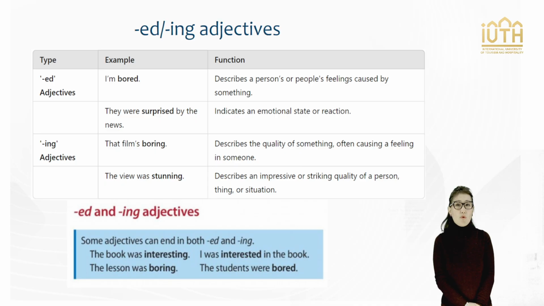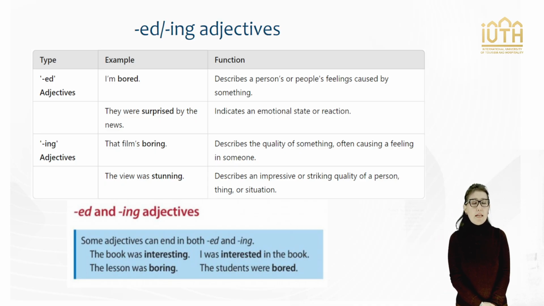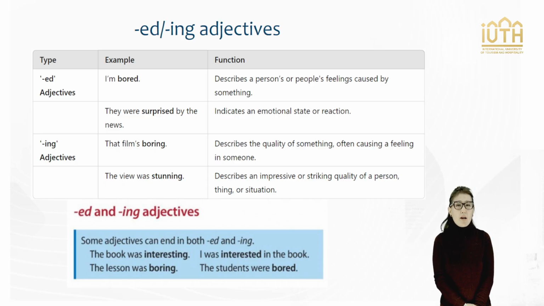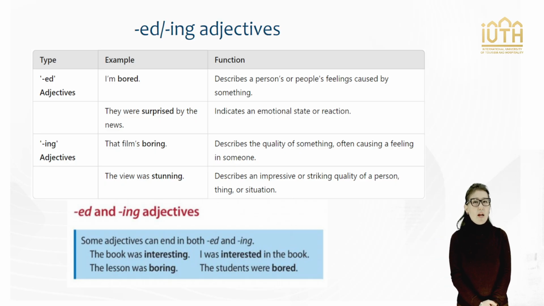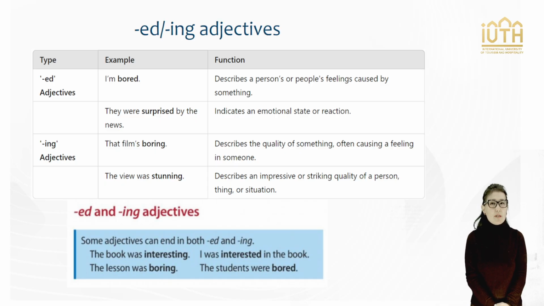So let's move on. Adjectives ending in -ed and -ing. Understanding these adjectives is essential for describing feelings, experiences, and states in English. Ed adjectives describe emotions or feelings that people experience. They often describe how someone feels. For example, bored: feeling uninterested or tired because you have nothing to do. Interested: feeling curious or wanting to learn more about something. Excited: feeling very happy and enthusiastic about something.